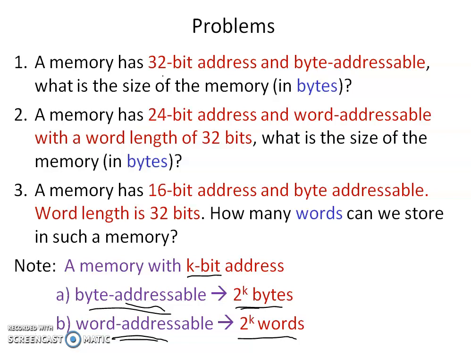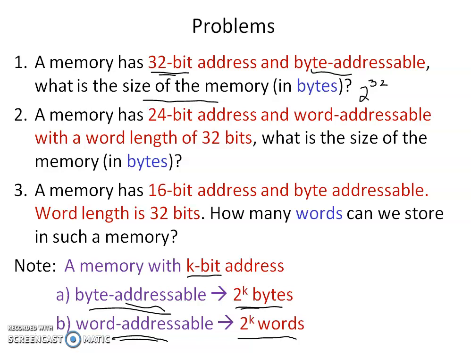So starting with the problem: a memory has a 32-bit address and it is byte addressable. What is the size of the memory? Here it is a 32-bit address, so the number of bytes will be 2 raised to 32.